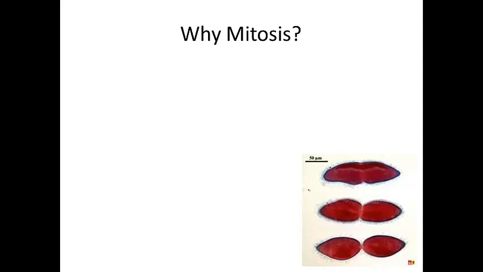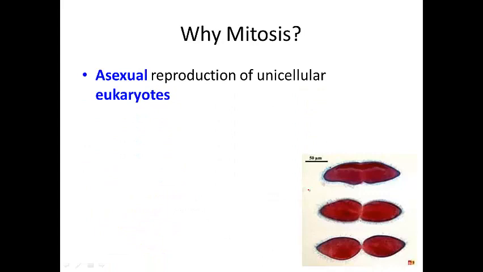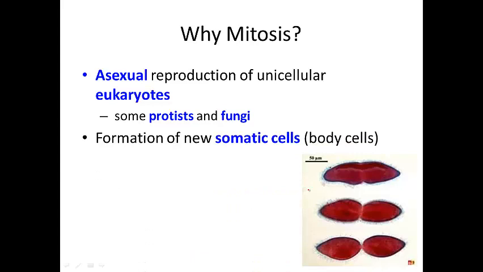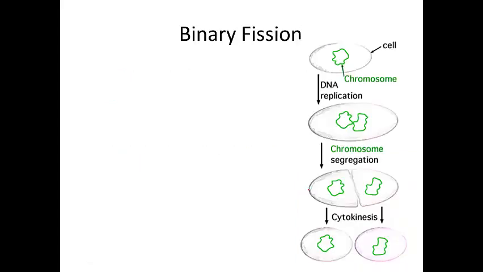So last but not least, why do we even need mitosis? We're learning about all the steps, but why is it important? One reason is that some protists and fungi are going to be using mitosis for asexual reproduction. They're just going to be dividing in half, and that will be the new organism. It's also responsible for forming somatic cells. Somatic cells are a fancy word for our body cells. That means our skin cells, our muscle cells, hair, etc. In order to create new ones, we have to go through mitosis.